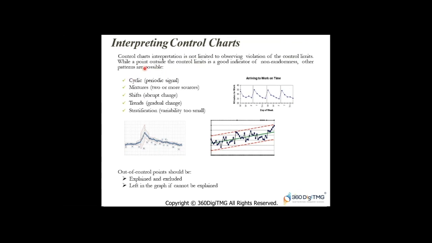You can see a cyclic trend. Decrease, increase, decrease and increase, decrease and increase. That is a cyclic trend, periodic signal. That is also an indication of, probably an outlier or probably something going wrong.